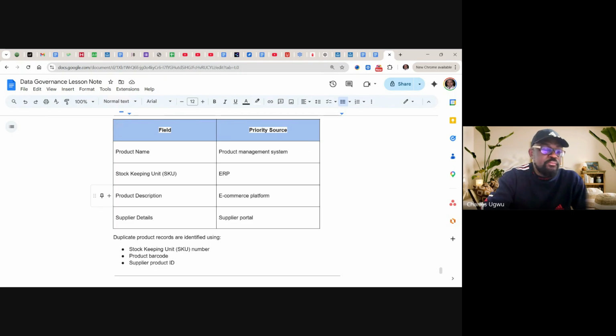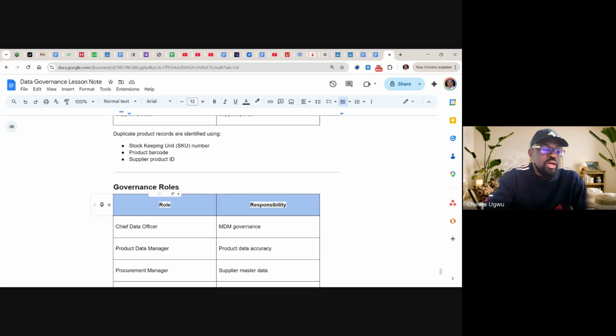Duplicates, product record identified using stock keeping unit number, that's used to track, product barcode, and supplier ID. So if we want to talk about duplicates, this is what we are going to use to identify if we have duplicated records.